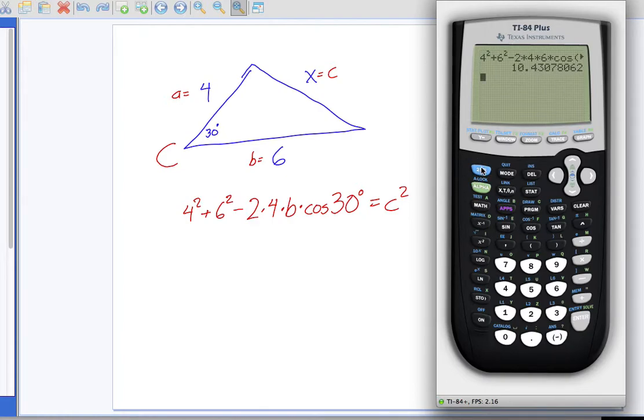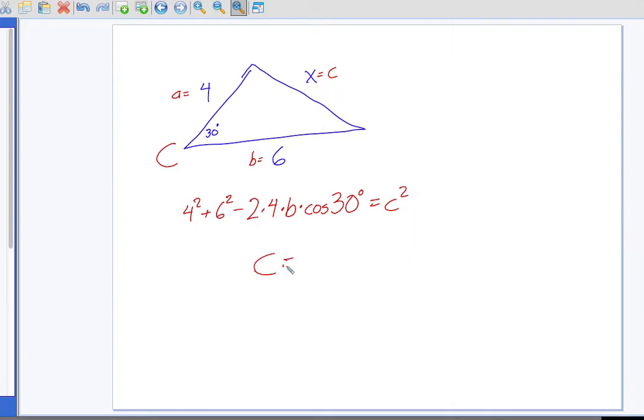That's c squared, so in order to find out c, I'll just take the square root of it, and c ends up being 3.23 units long. There's the law of cosines in action. We can do the same thing if we know a, b, and c. We can solve it to find angle c.